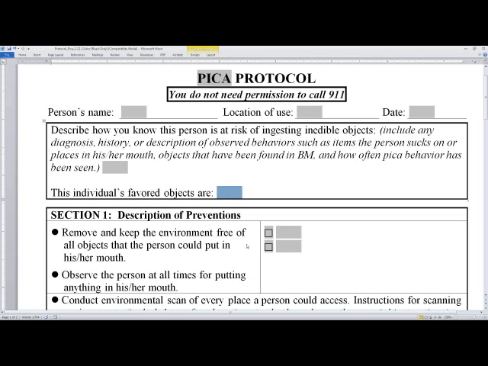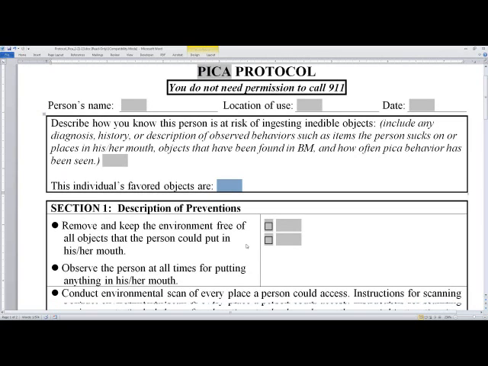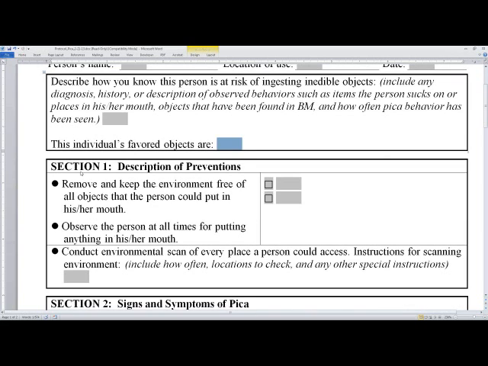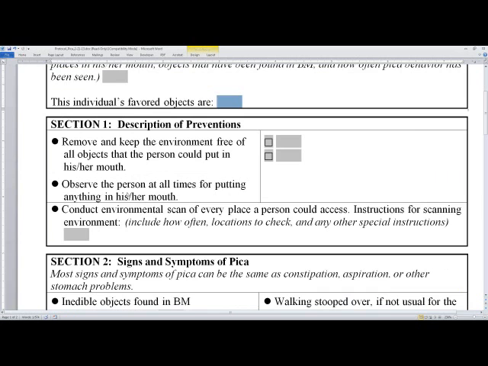Section 1, preventions. If you remember, all support documents must list preventative steps, things that we're doing to prevent. That's always our first and foremost goal. That's why it's section 1 on the document, so that our first focus with the staff is to think about what we're doing to prevent this from happening in the first place. So we always include removing and keeping the environment free of all objects that the person could put in their mouth. Observe the person at all times for putting anything in his or her mouth.